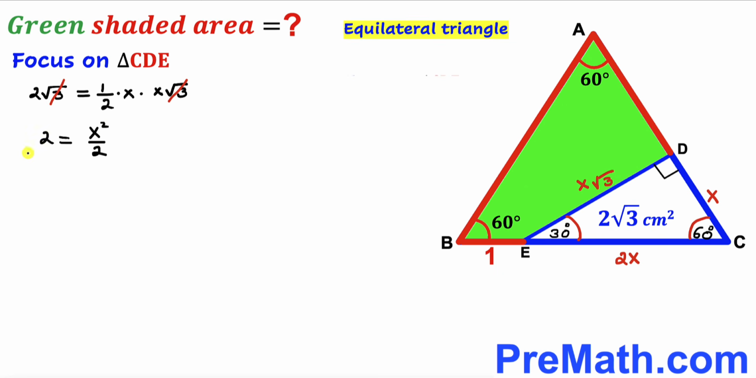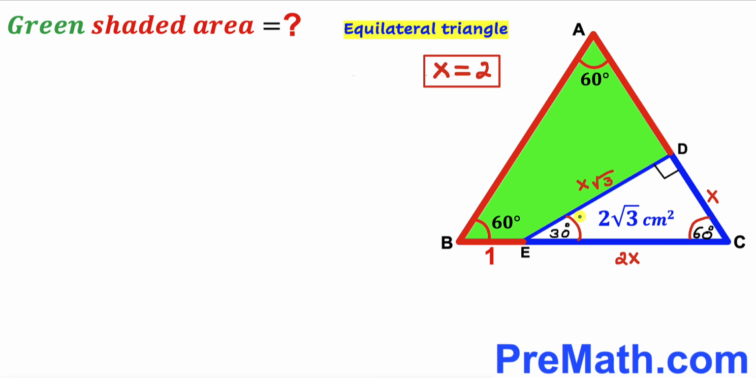So therefore we can write this one as x squared is going to be equal to 4. And now I'm going to undo this square by taking the square root on both sides. So therefore we can see that our x value is going to be positive 2 centimeters.